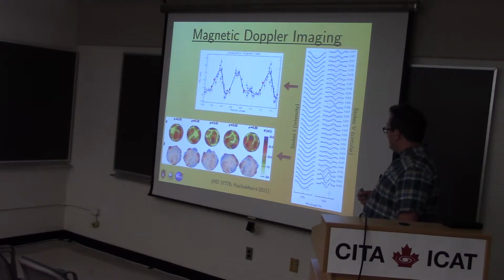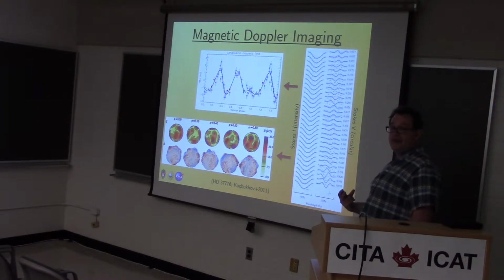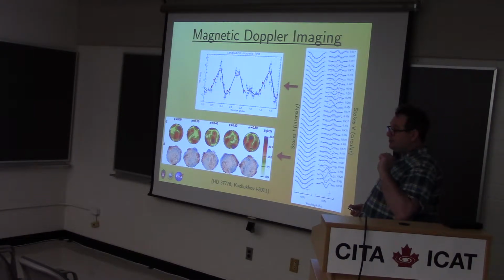So these are some examples of magnetic Doppler imaging applied to a star, HD 37776. It's in Orion, just above the left-hand star of Orion's belt. It's also known as Landstreet's star, after John Landstreet, because he was the first person to discover it. It's kind of interesting, because rather than having a purely dipolar field, it's got a field that's dominated by a quadrupolar component. This is what the longitudinal magnetic field strength looks like.